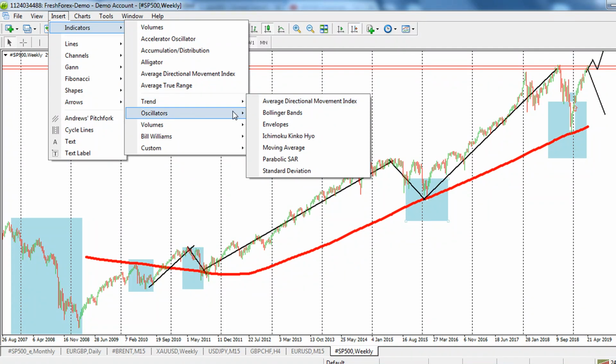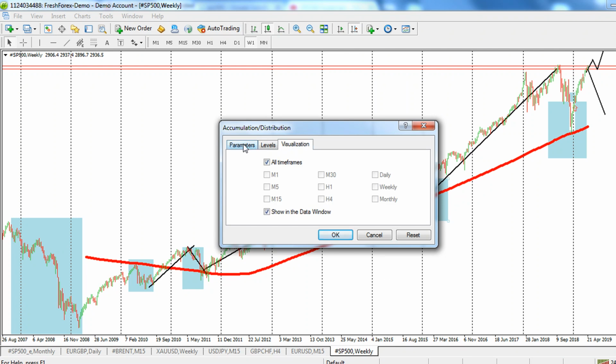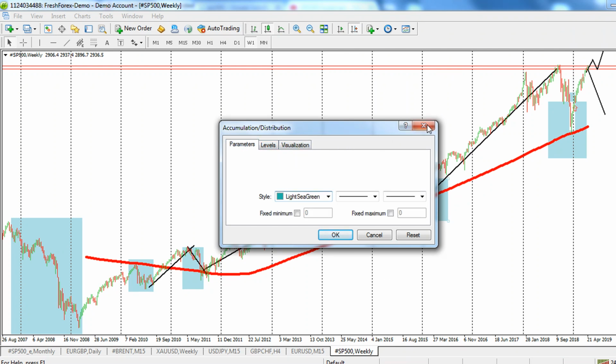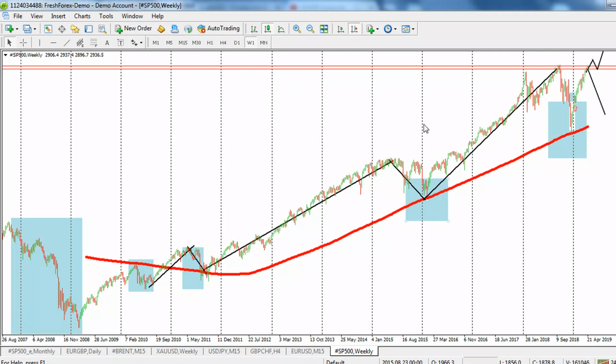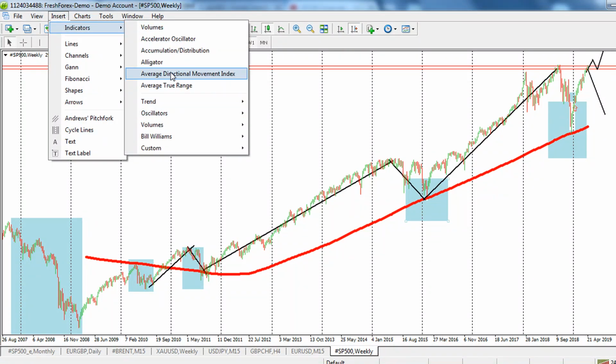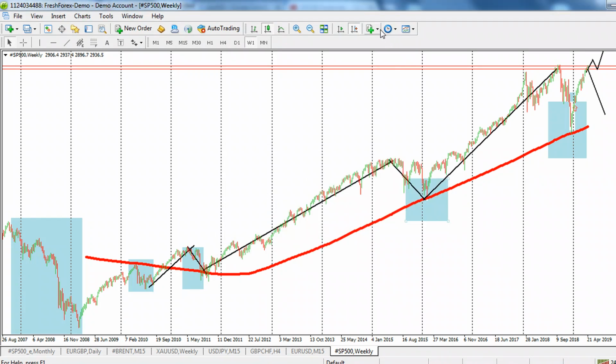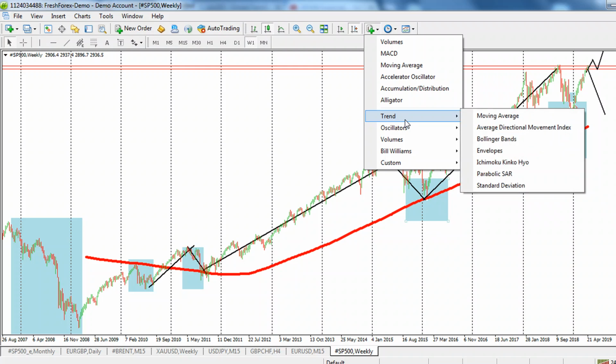From the name, it's a trend indicator. It shows you the overall trend. Click it. There are no parameters, it comes by default, but you can add levels. Sorry, this is accumulation distribution, we don't need this. Average directional, this one. So this can happen sometimes.